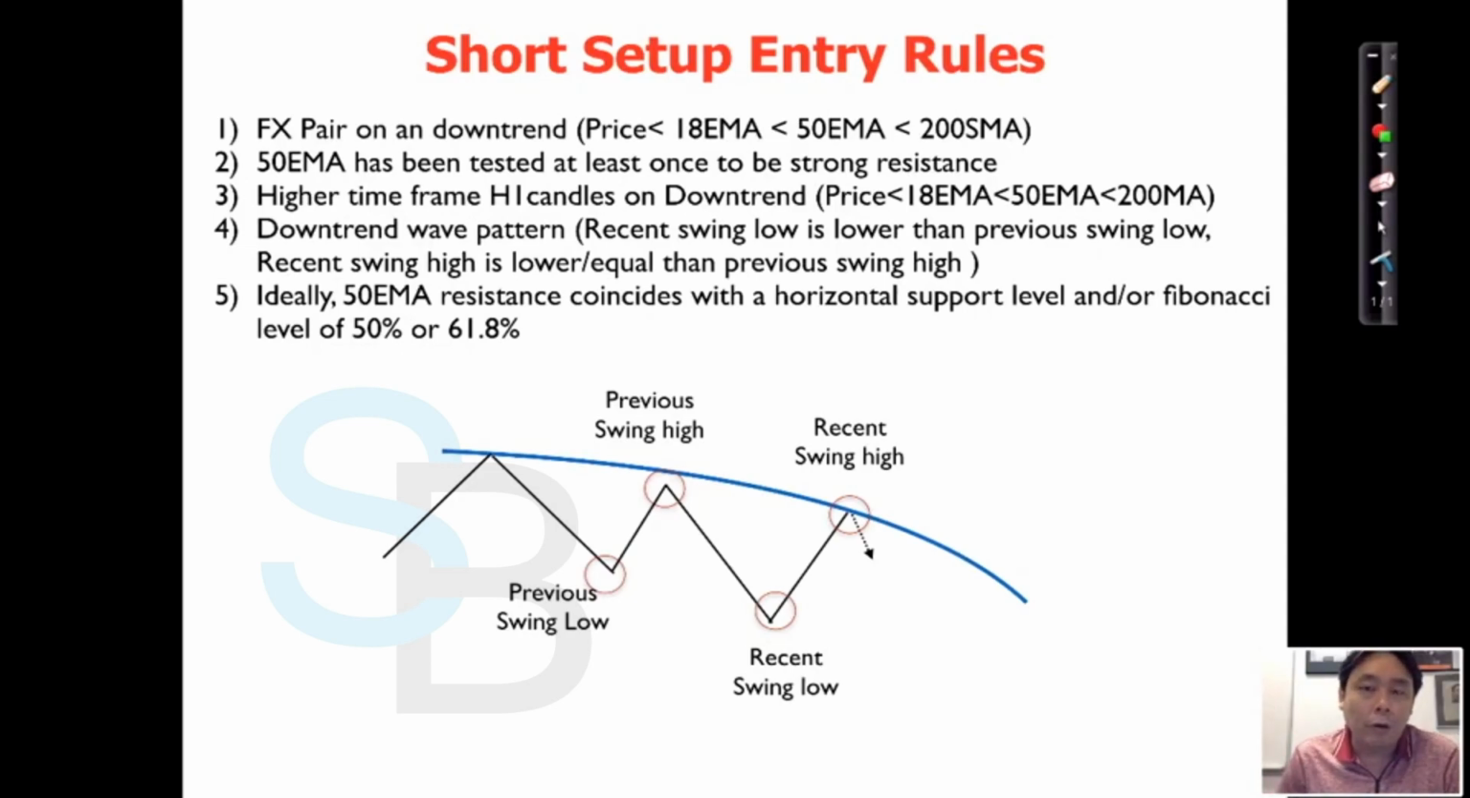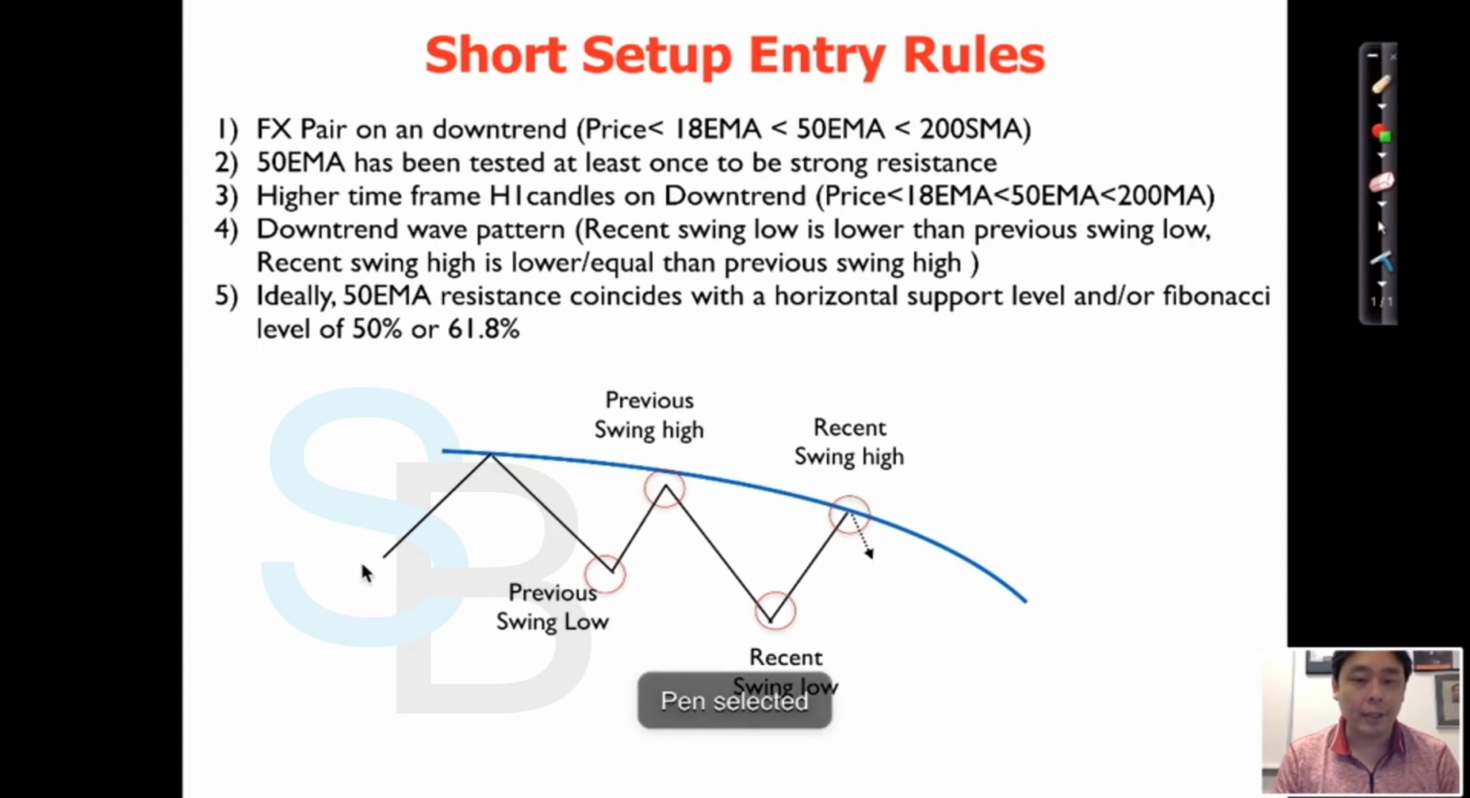Alright, so let's move on to the short setup entry rules. When do we go short for the EMA Bounce setup? So obviously we go short when we see a clear downtrend on the FX pair. A clear downtrend is signaled by the price below the 18 EMA, the 18 below the 50 EMA, and the 50 below the 200 simple moving average. So clear downtrend. Next, we want to see that the 50 EMA has been tested at least once recently to be a strong resistance level.